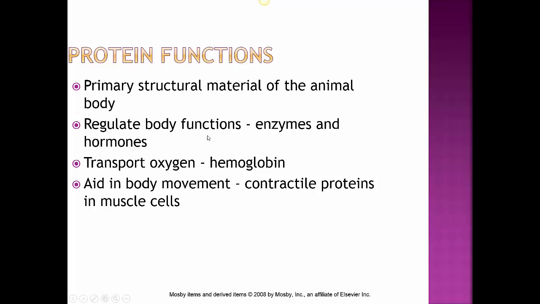Enzymes and hormones, a lot of these are actually protein in nature too. And so they regulate body function. They're also important in movement of nutrients through the body. In this case, oxygen right here with hemoglobin. Remember, the oxygen does actually bind to the iron in hemoglobin. However, the iron has to be bound to something, and that ends up being a heme molecule and a globin molecule. And then they also aid in movement.